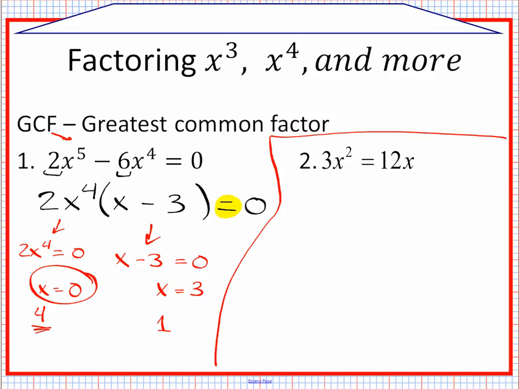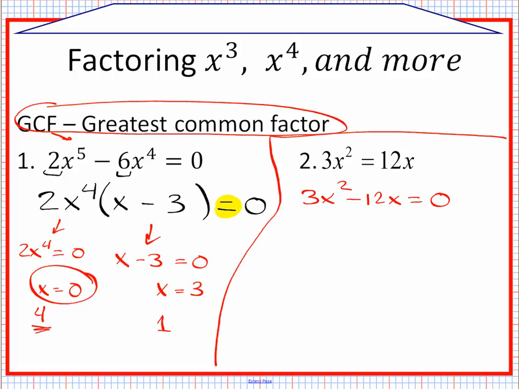So here goes. I'm going to set this equal to 0. 3x squared minus 12x equals 0. I notice that there's a greatest common factor here. That is, after all, what this whole page is about. And I'm going to factor out a 3x. That's going to leave me with x minus 4. I'm remembering still to keep that equal to 0 because this is an equation. I have to always have an equal sign in there.